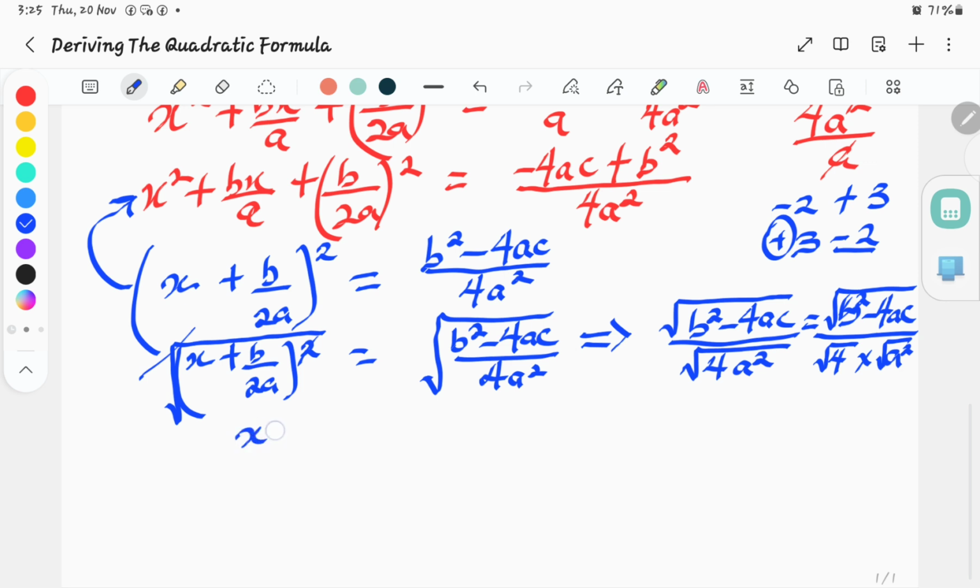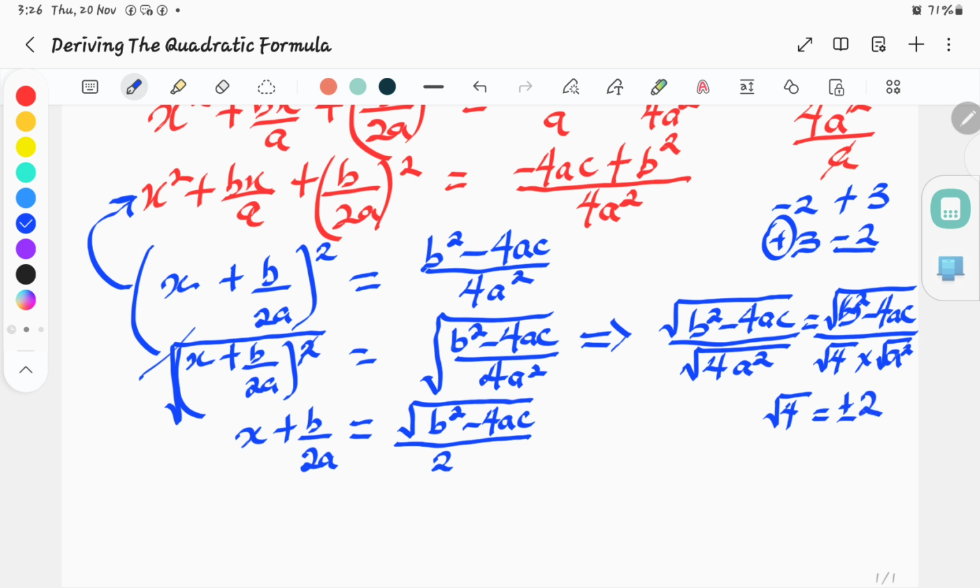Now from this side we have x plus b over 2a equals, so what I have left here is the square root of b squared minus 4ac over, now the square root of 4 is 2. Now don't forget, the normal method is to say that the square root of 4 is both positive and negative 2, because if you multiply positive 2 twice, you're going to get 4. If you multiply negative 2 twice, you're still going to get 4. So that means we introduce a plus or minus sign here. Now a squared, this square cancels the square root, we are left with 2a.